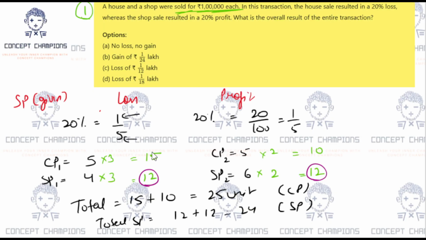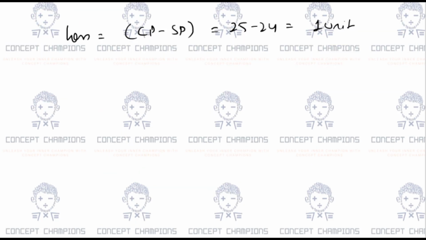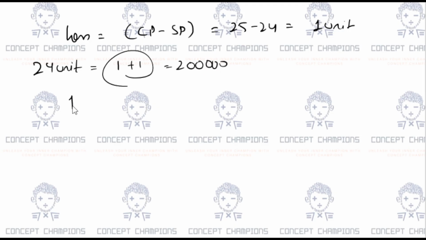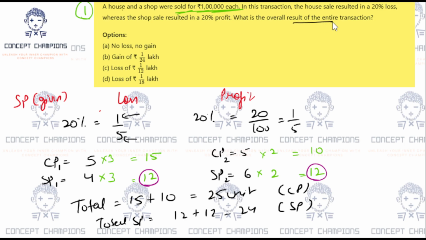Now according to the question, the house and shop were sold at 1 lakh each. So 24 units is equal to 1 plus 1, that is 2 lakhs. If I ask you the value of 1 unit, it is 2 lakhs upon 24. Agree with me? Now your job is to calculate the overall result of the entire transaction.